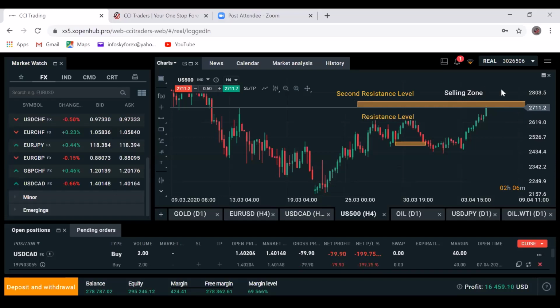Then I will put my stop loss within this point. This point will be my stop loss. This area will be my stop loss. And maybe possibly 28 will be my stop loss area.